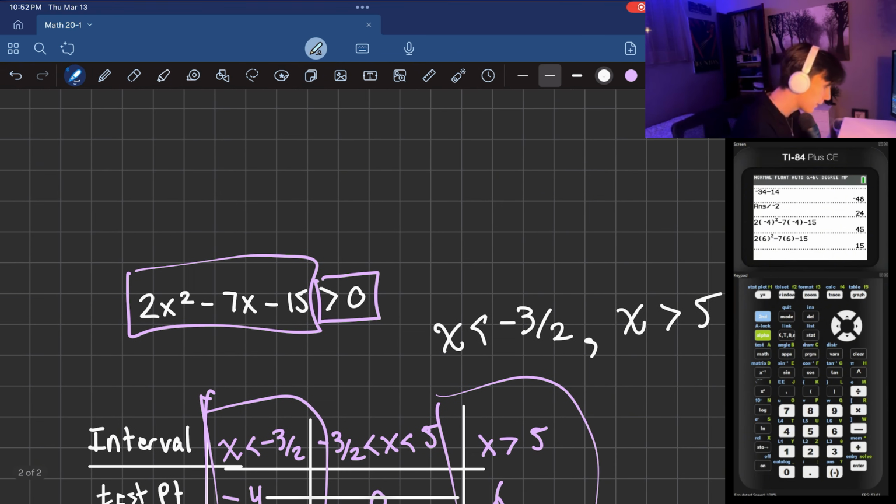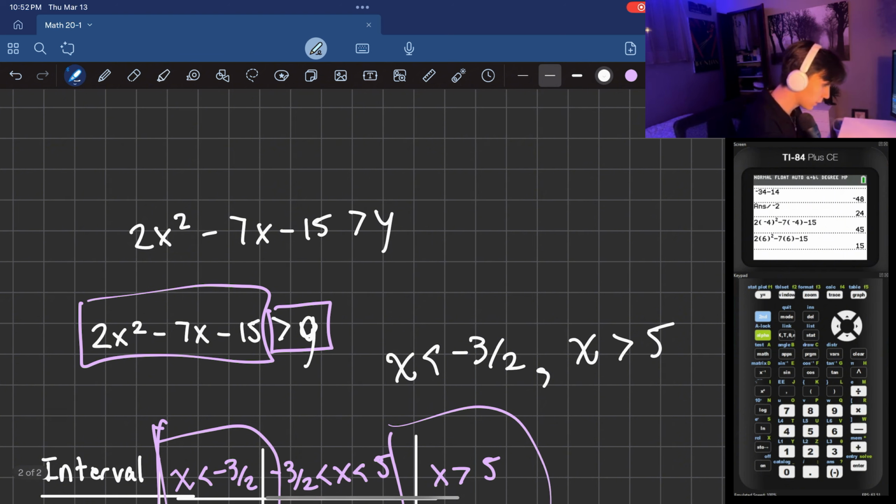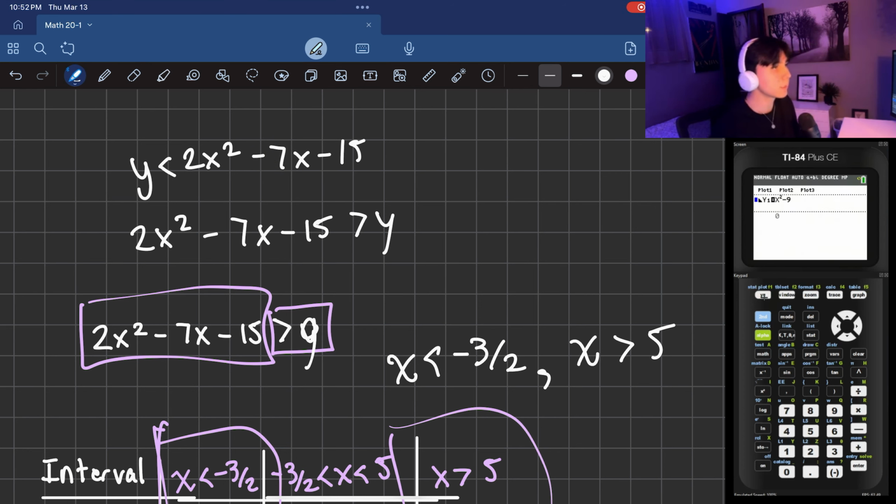So we're going to pretend a 0 is y here. So we have 2x squared minus 7x minus 15, and we're going to set that greater than y. So remember that the y has to be on the left side, so we're just going to flip this here. You're going to get y is greater than 2x squared minus 7x minus 15. So now go in your calculator and type out your equation. So you have 2x squared minus 7x minus 15.